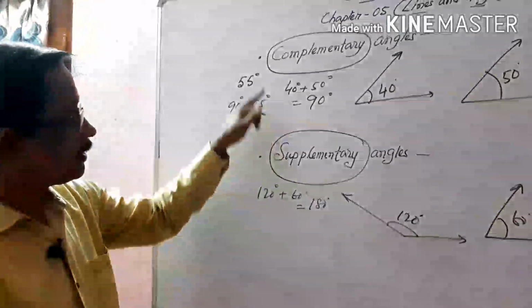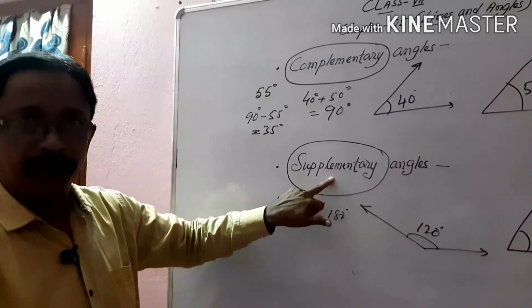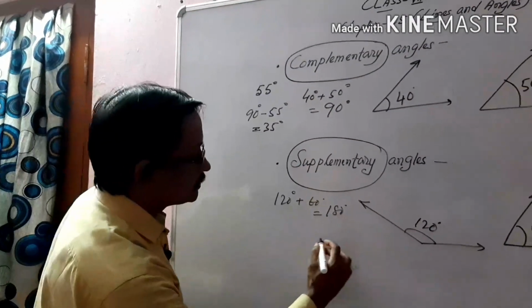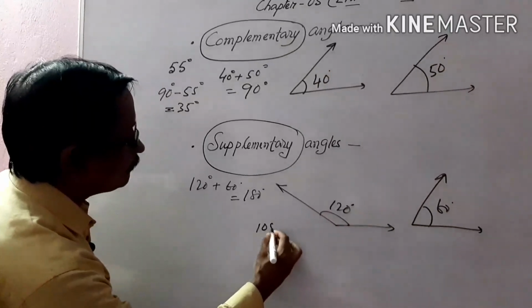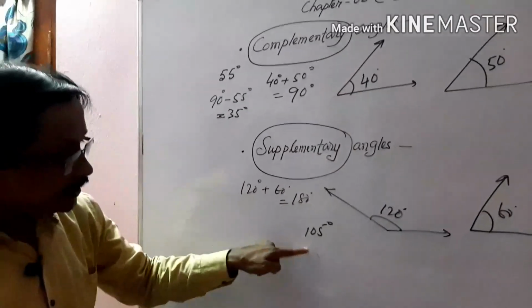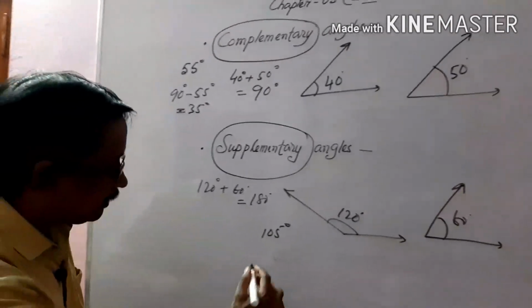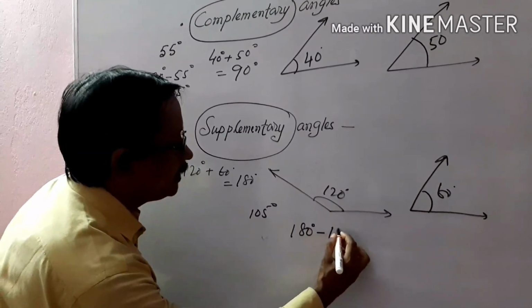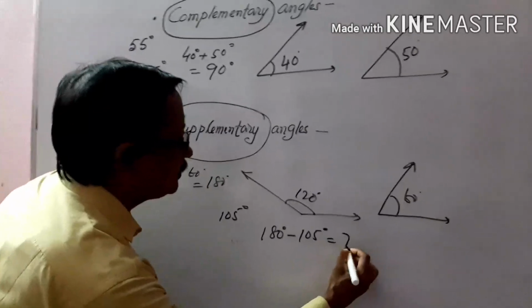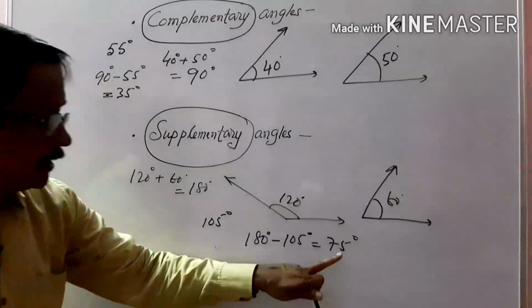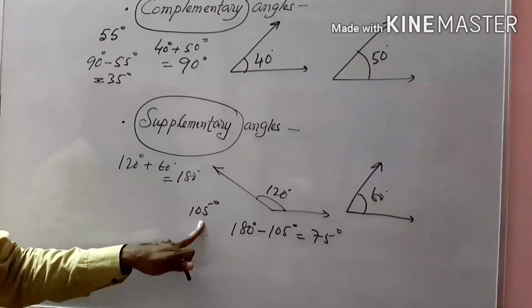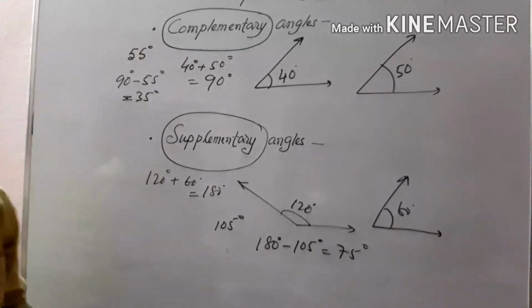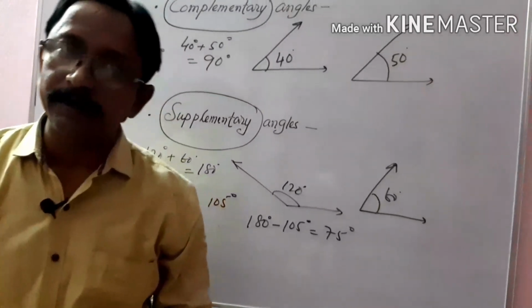I think it's clear, complementary angle and supplementary angle. And how do you find it? Say one angle is given as 105 degree. What is the measure of its supplementary angle? We can find it by 180 minus 105 degree, that is 75 degree. So with this concept we can find complementary angles and supplementary angles.